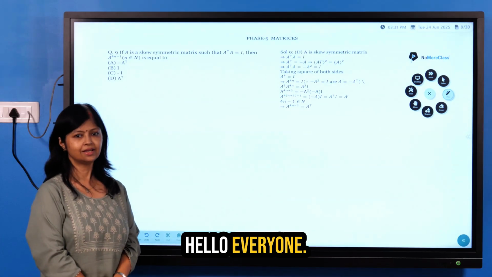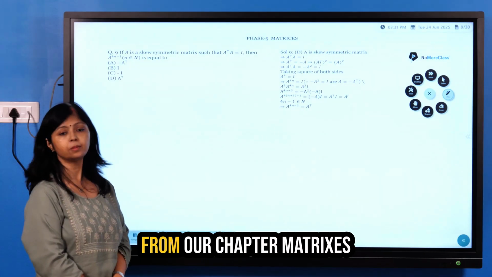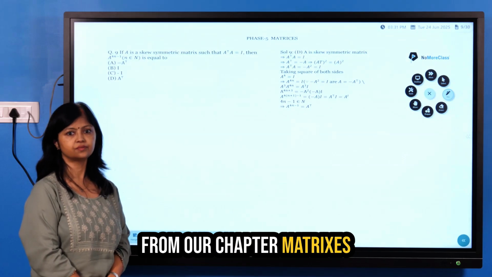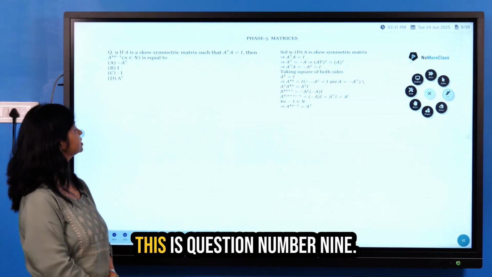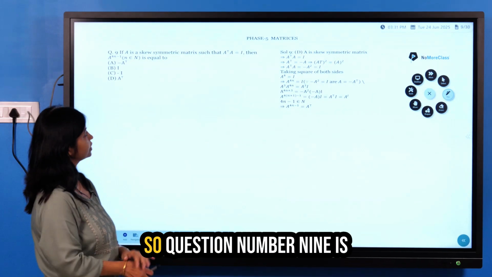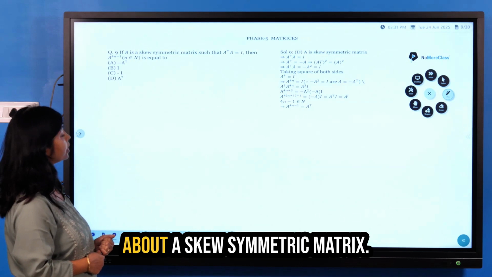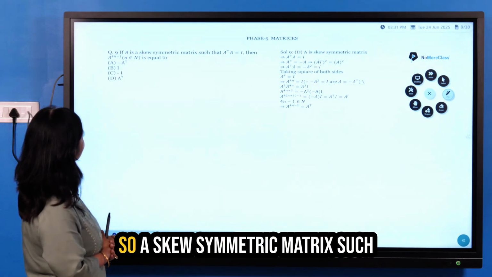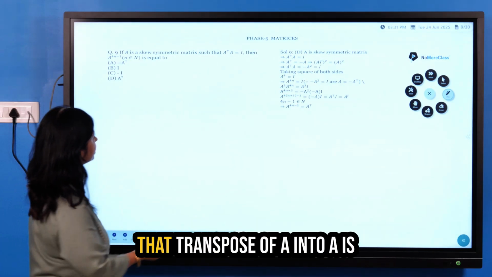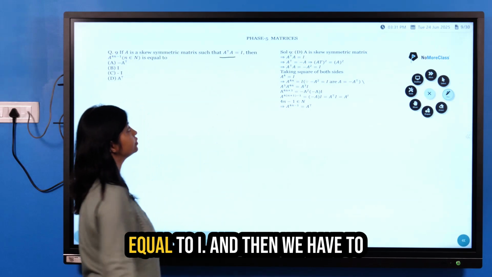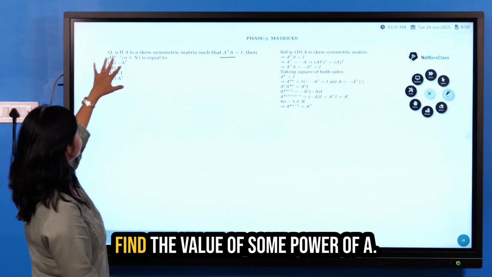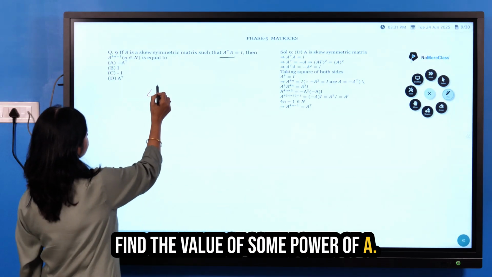Hello, everyone. So we are looking at questions from our chapter Matrices, Phase 5, Exercise 2. This is question number 9. Question number 9 is about a skew-symmetric matrix. A is a skew-symmetric matrix such that A transpose into A is equal to I. And then we have to find the value of some power of A.